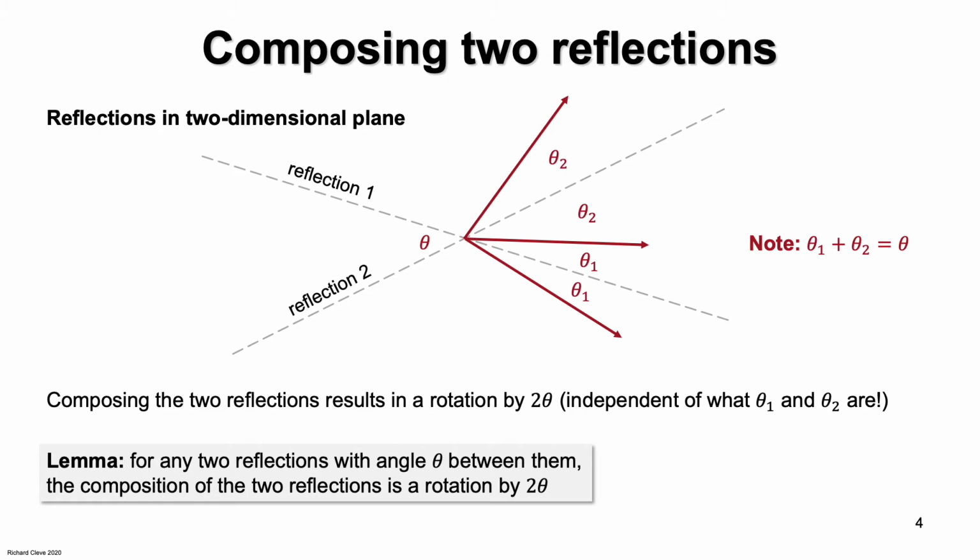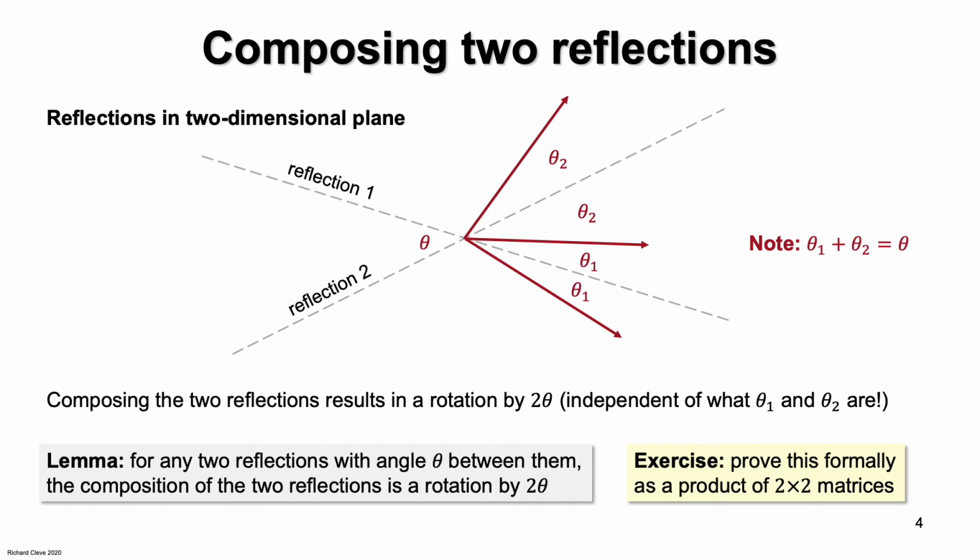The picture above is intuitive, but is not a rigorous proof. You can either take my word for this, or you can prove it rigorously on your own as an exercise. The methodology is to express each reflection operation as a 2x2 matrix and then multiply the two reflection matrices. The result will be a rotation matrix by angle 2 theta. This simple geometric result will be used in Grover's algorithm.